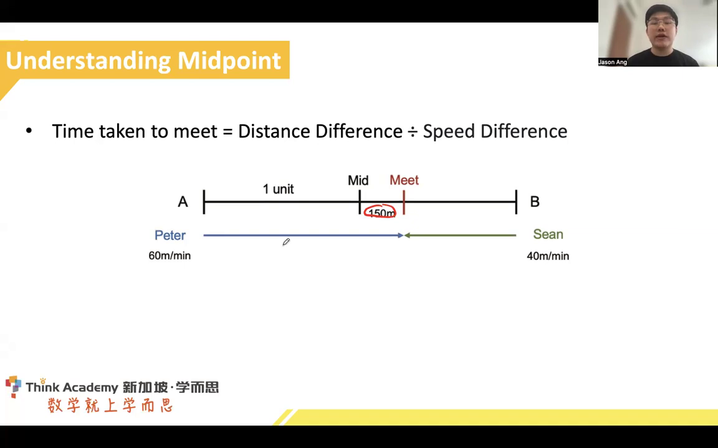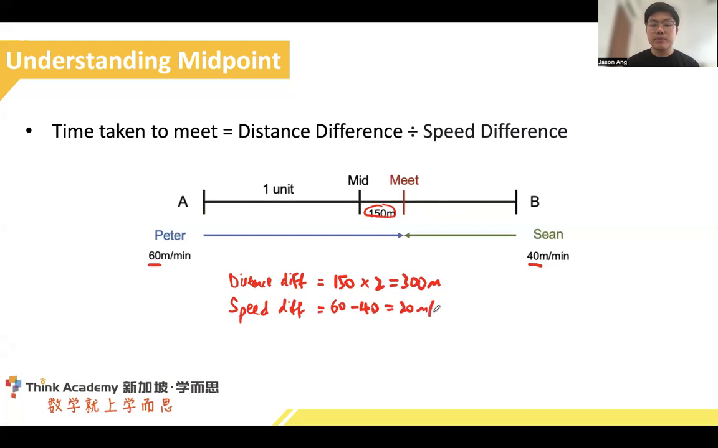In order to actually find the difference in the distance traveled, the distance difference would have been 150 meters multiplied by 2 to give us 300 meters. Now we know that Peter actually traveled 300 meters more than Sean. And it makes sense again because he's traveling faster. So what's the speed difference? It is actually 60 minus 40 to give us 20 meters per minute.